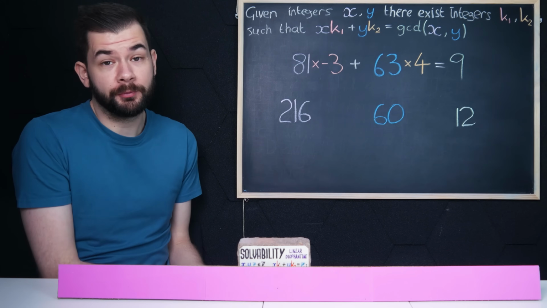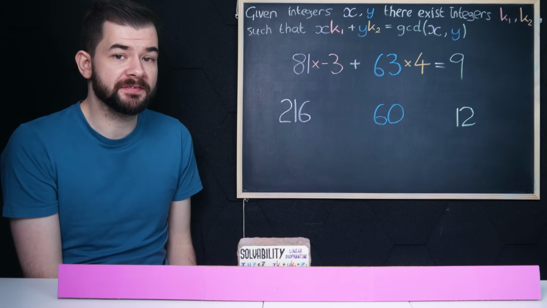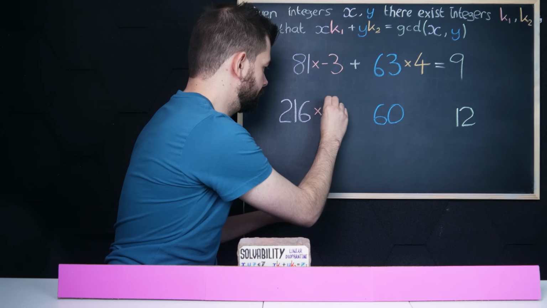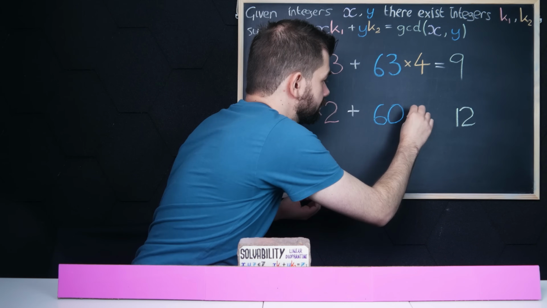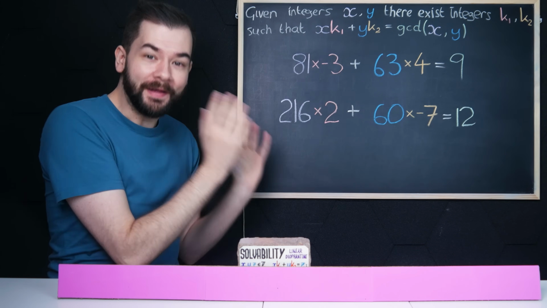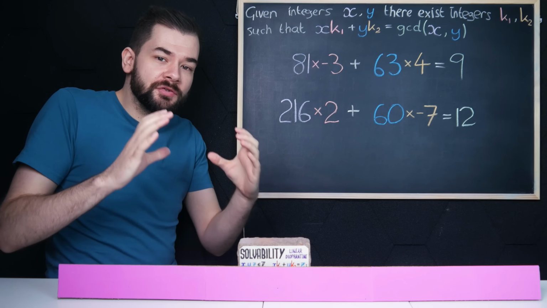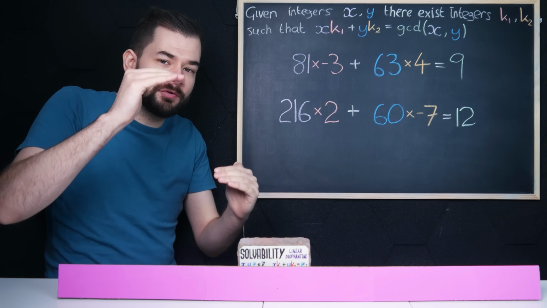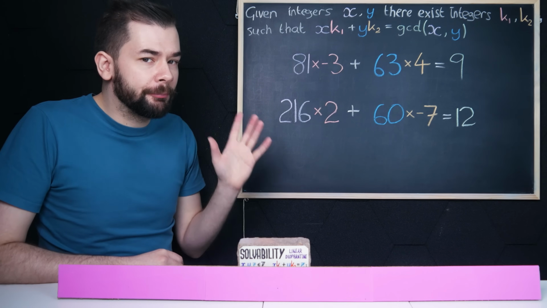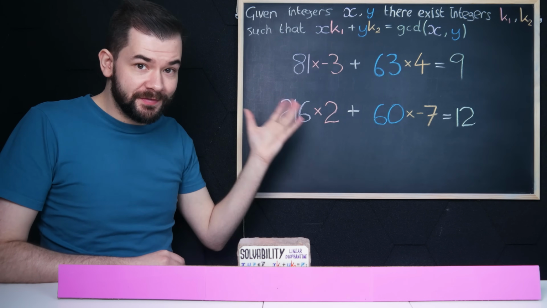And just one more example, two of my favorite numbers, 216 and 60. They have a greatest common divisor of 12. Pause if you want to work it out, but it turns out that if you take 2 lots of 216 and subtract 7 lots of 60, you get 12. So that's the idea behind this result. You take two integers, and you can always scale them in such a way that they sum to their greatest common divisor. So how do we go about proving that we can always do this in general?